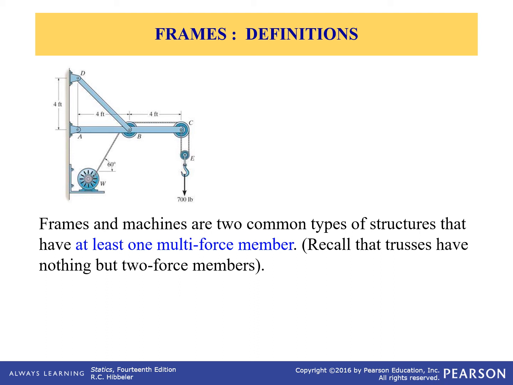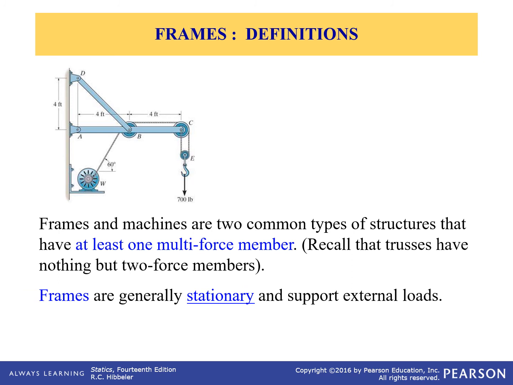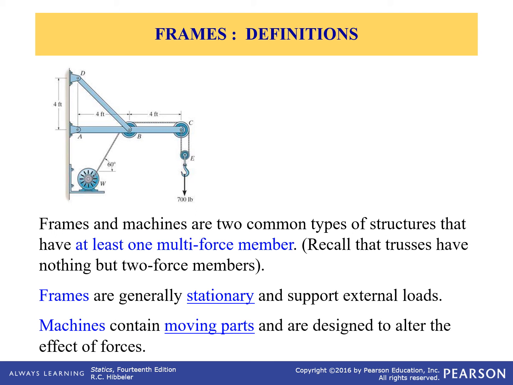Right? Typically, frames don't move and machines do. So if you want a good example of a machine, think of a pair of pliers. Right? If you had a pair of pliers, that is a typical machine. They move and there are forces that interact on the two of them. In this case, we've got a machine, and you can see hopefully that AC has multiple forces acting upon it. BD, on the other hand, is a two-force member. And just as I mentioned, frames typically are stationary and machines are moving.